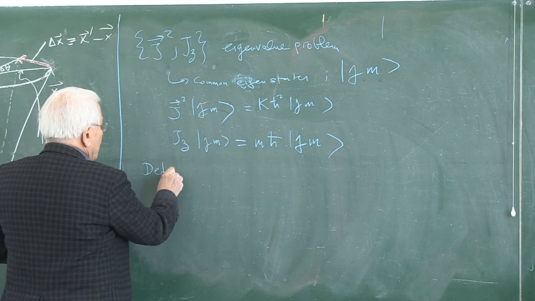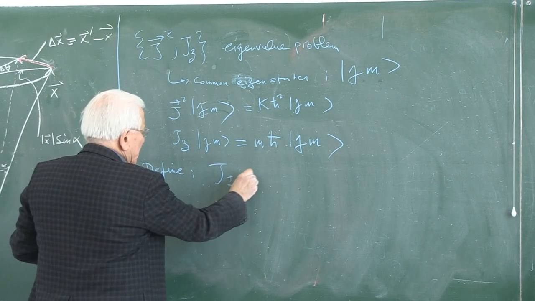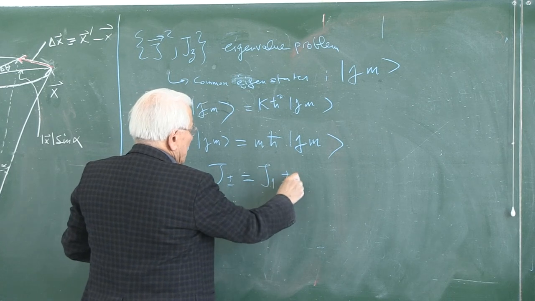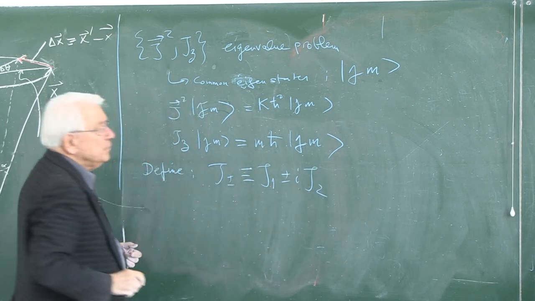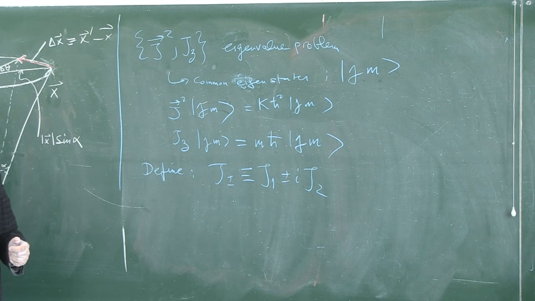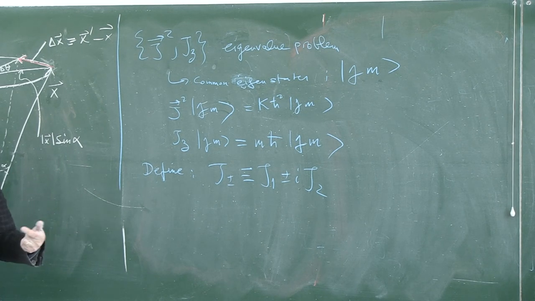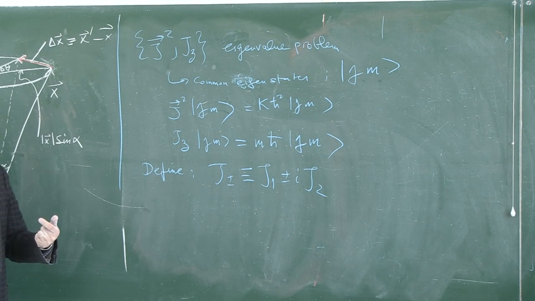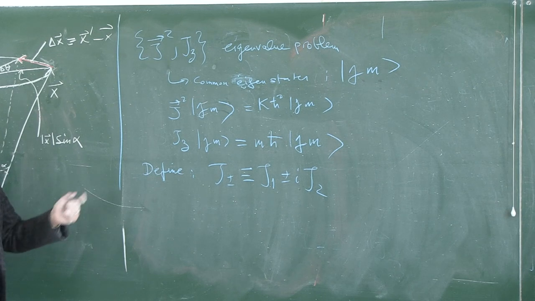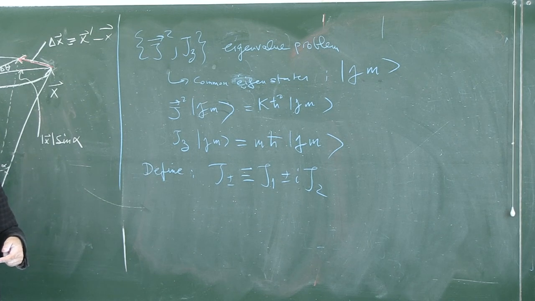Define J plus minus as J1 plus minus i J2. Notice that these are not Hermitian. And non-Hermitian ones play the role of ladders, remember? In the simple harmonic oscillator, we have also seen that A and A dagger were not Hermitian themselves. A's conjugate was A dagger and vice versa. They play the role of ladders in the energy spectrum. They increase the energy by one unit of H bar omega, or down. Now here, they're going to also play the role of ladders.